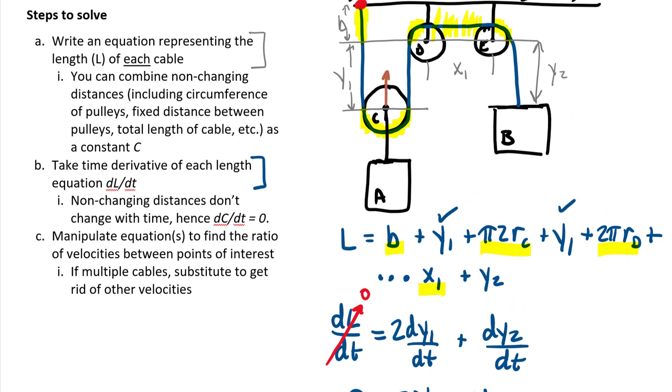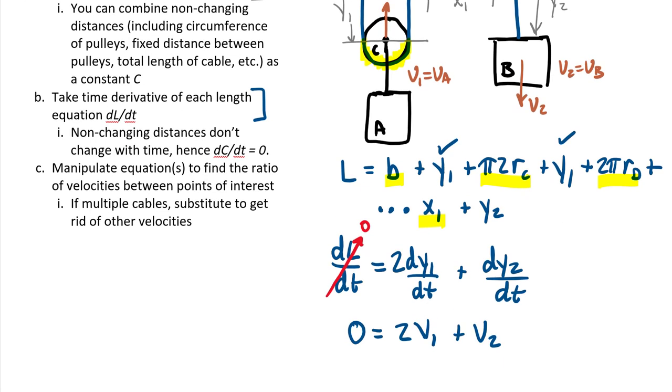Now, notice what we're talking about here with this V1 and V2. Let's say that A is going upwards, okay? So this would be V1, and this over here, if that's going upwards, assume that this one from the centroid is going downwards, that would be V2. And hopefully you can see that if the center of pulley C moves upwards, the block attached to it will also move upwards. Okay, so we could write a little substitution here and say that V1 is equal to VA, and over here that V2 is equal to VB. So then, just plugging those in, we can say that 0 is equal to 2VA plus VB.